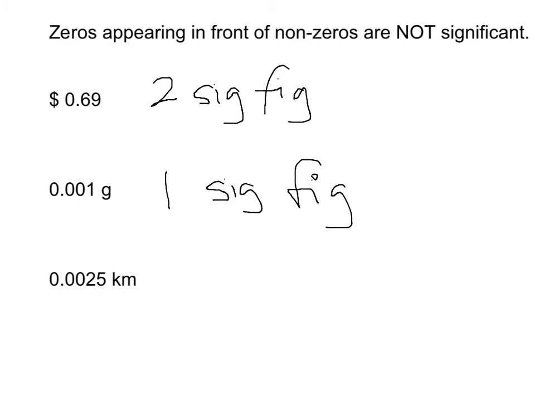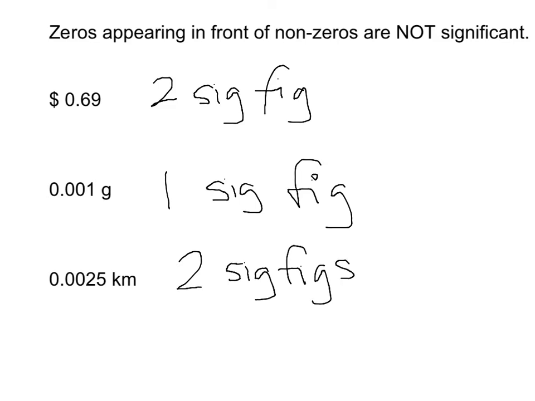Hopefully I can explain it here with this next example, and hopefully you will see how this whole thing works. In this last measurement, I have 0.0025 kilometers. Okay, so once again, those leading zeros don't count. So in this example, this number would only have 2 sig figs.